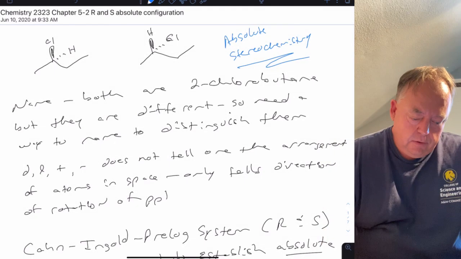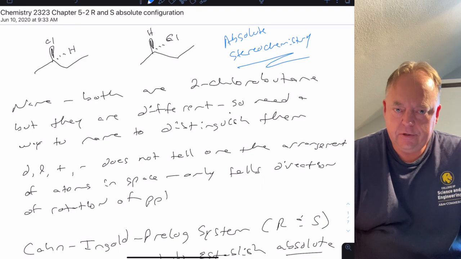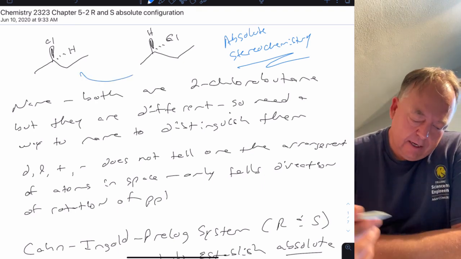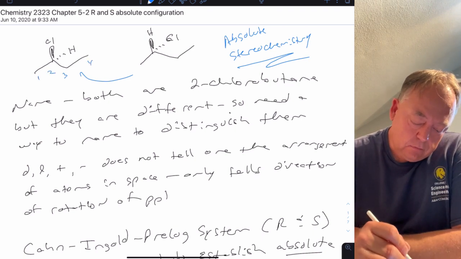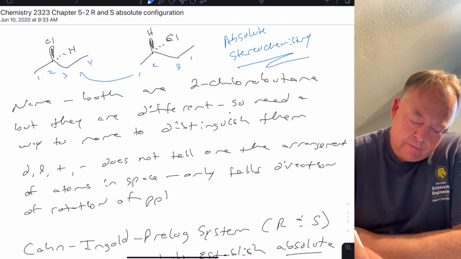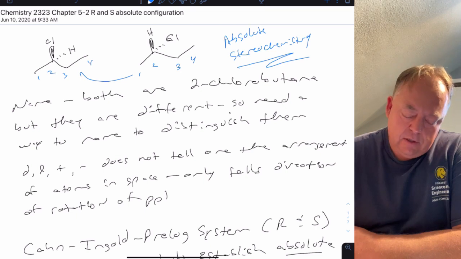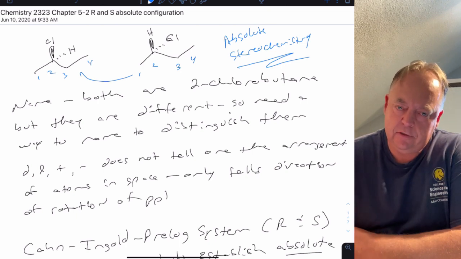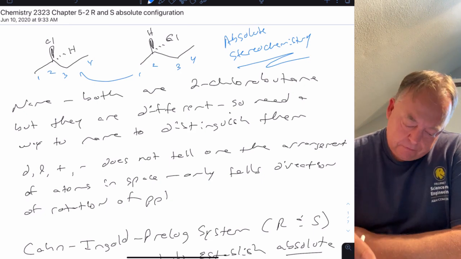So this lecture, over chapter 5, second lecture, we'll cover this concept of absolute stereochemistry. If we take these two molecules, for example, and we name them, 1, 2, 3, 4. So they are both 1, 2, 3, 4. They are both 2-chlorobutane, but obviously they are different molecules because they're stereoisomers of each other. So we need a method to distinguish between them if we name these two molecules, so that you would know which one you're working with.